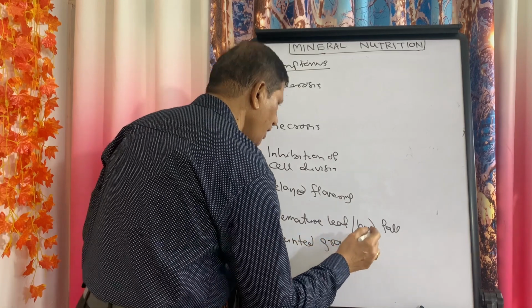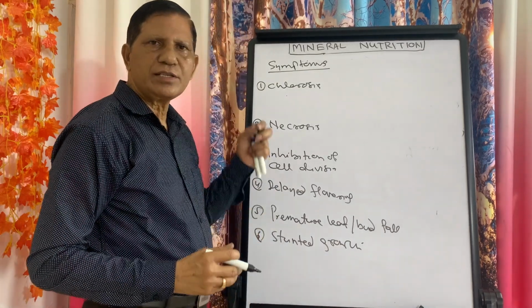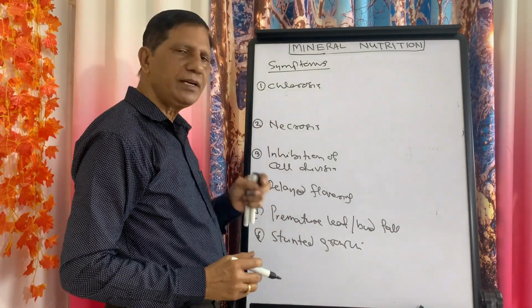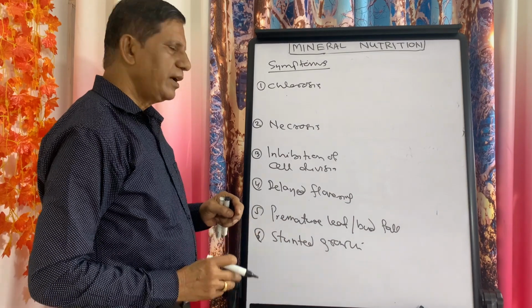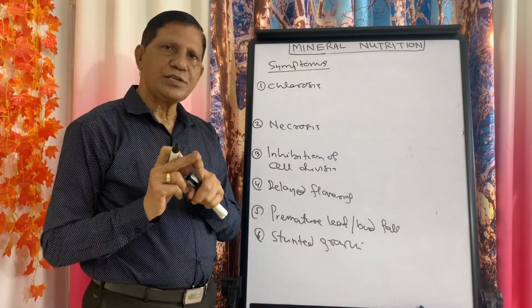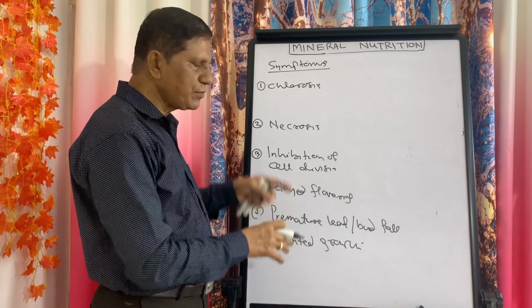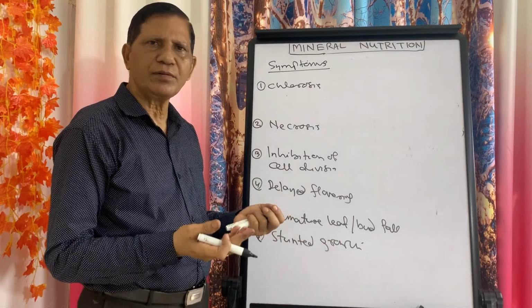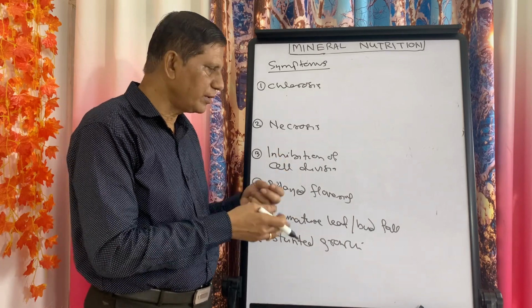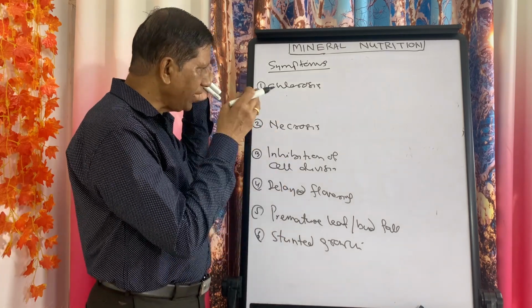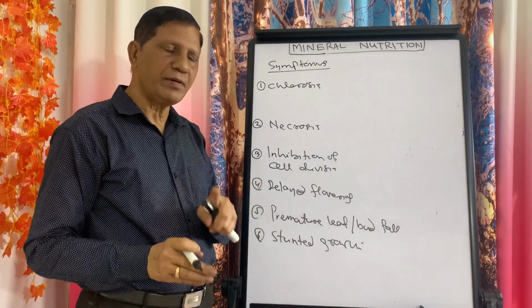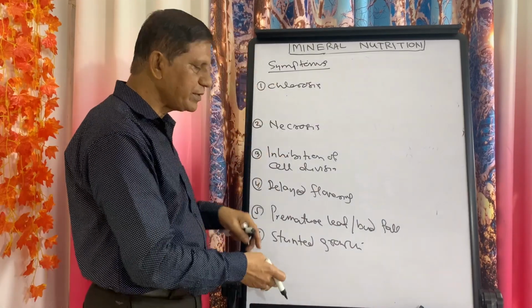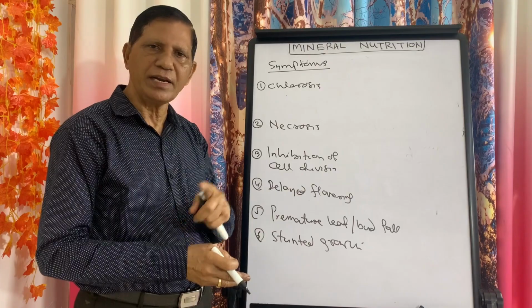These are some of the common symptoms when there is a deficiency of any one of the elements. But when a particular element is deficient, all the symptoms will not be found. Only one or two or three may be found, or a combination of some. Whenever there is a deficiency of an element, it doesn't mean that all the symptoms will be found. It will vary from element to element.